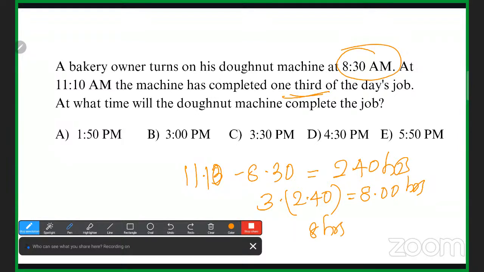So 8:30 plus 8 hours is equal to 4:30 p.m. So the correct option is option D, 4:30 p.m. Okay. Hope you are clear about this question. Yes, ma'am. This was a very easy question. Give some hard questions, I have seen in AoPS.com. Okay.